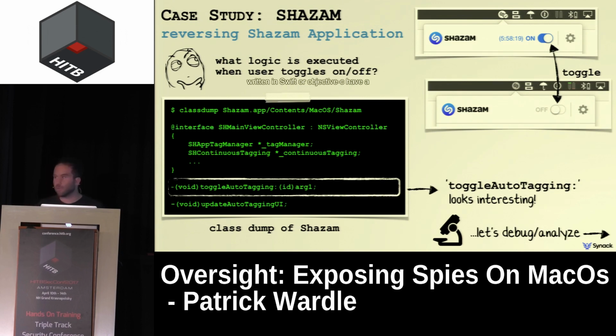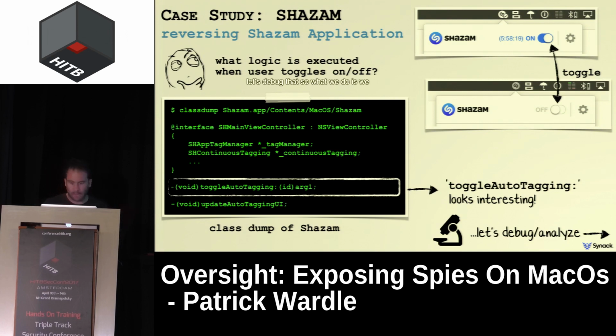So binaries that are written in Swift or Objective-C have a lot of runtime type information within the binary, for example, class and method names. So we can use a utility like class-dump to extract this information. We execute class-dump, and we can see, for example, we get class names, instance variables, and method names. And there's this one method called toggleAutoTagging that looks interesting.